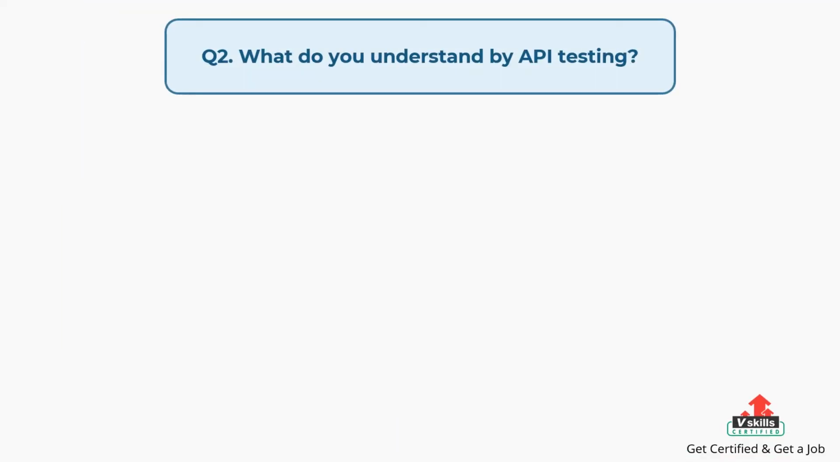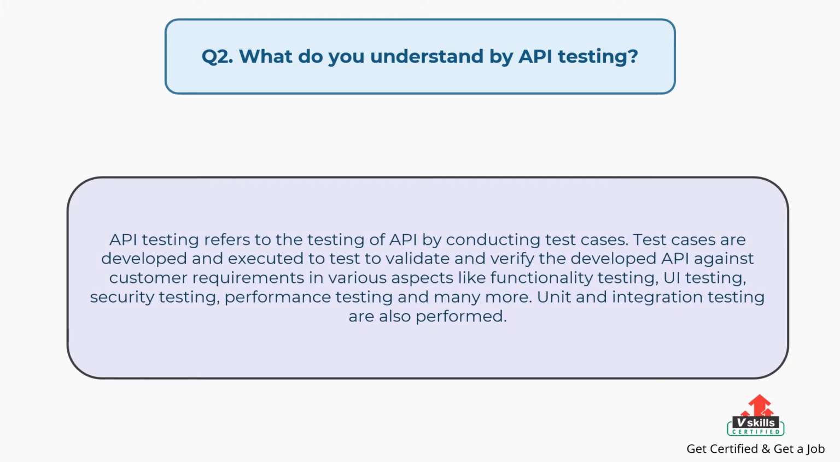Question number 2. What do you understand by API testing? The answer is API testing refers to the testing of API by conducting test cases. Test cases are developed and executed to test, to validate and verify the developed API against customer requirements in various aspects like functionality testing, UI testing, security testing, performance testing and many more. Unit and integration testing are also performed.